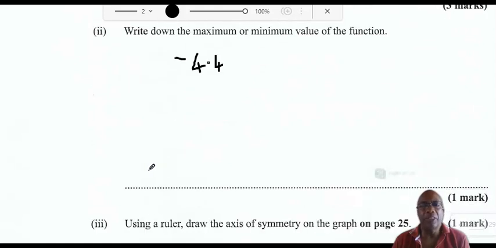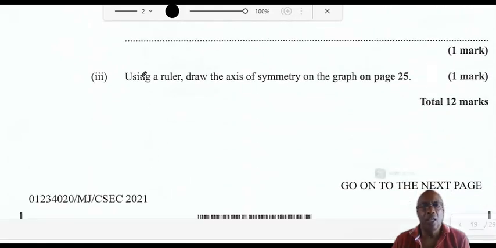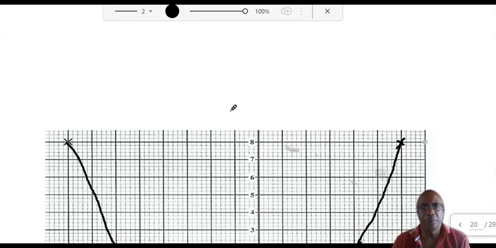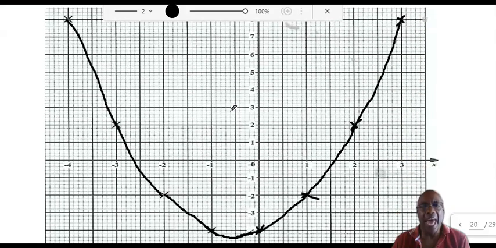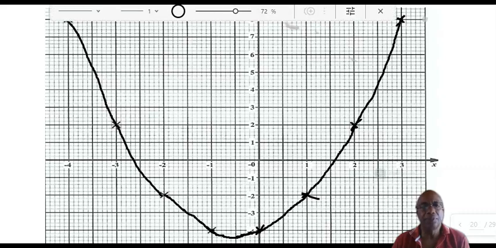And let's go now to part 3. Using a ruler, draw the axis of symmetry on the graph drawn. So we go back to our graph, and we need now to draw the axis of symmetry. Now the axis of symmetry is simply the straight line drawn through the middle of the graph through the minimum point. So all we have to do is to get our rulers.